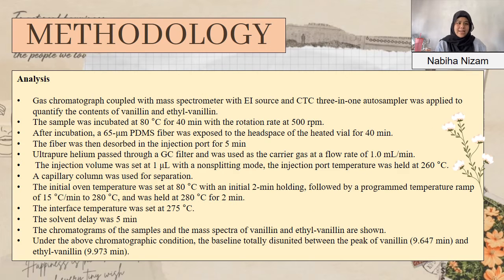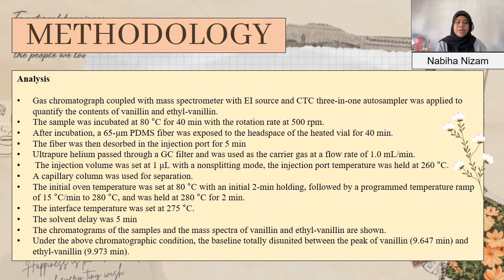Gas chromatograph analysis. A gas chromatograph coupled with a mass spectrometer with EI source and a CTC 3-in-1 auto sampler was applied to quantify the contents of vanillin and ethyl vanillin. The sample was incubated at 80 degrees Celsius for 40 minutes with a rotation rate of 500 revolutions per minute. After incubation, a 65 micrometer PDMS fiber was exposed to the headspace of the heated vial for 40 minutes. The fiber was then desorbed in the injection port for 5 minutes.